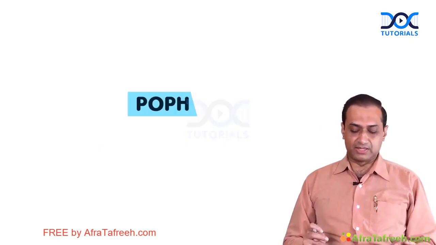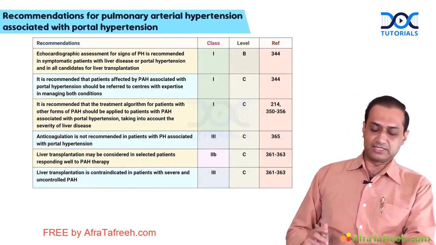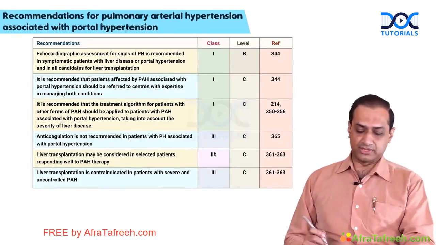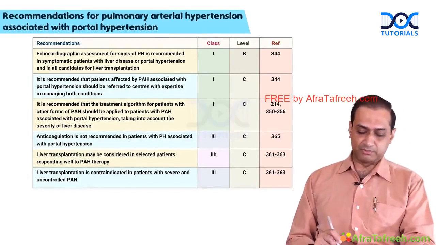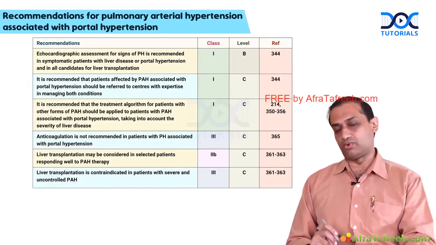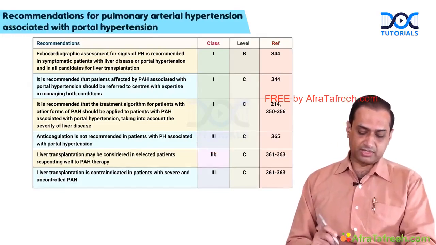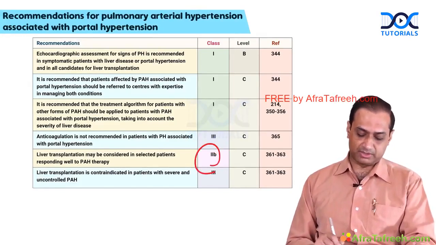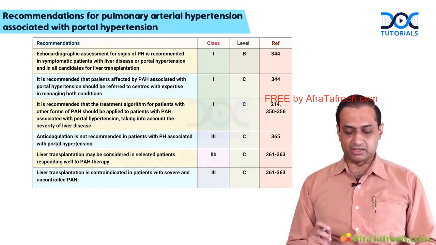POPH, which is pulmonary arterial hypertension with portal hypertension: echocardiography assessment of PH is recommended, and also in these patients there will be an expert center where the treatment algorithm should be applied, taking into account liver disease. Anticoagulation is not recommended in patients with PH with portal hypertension. Liver transplant may be considered because that may be therapeutic in itself. So liver transplant is contraindicated in severe uncontrolled PH.